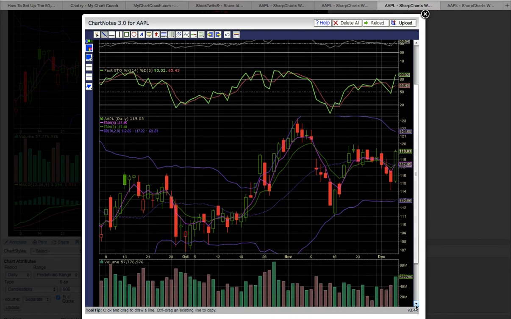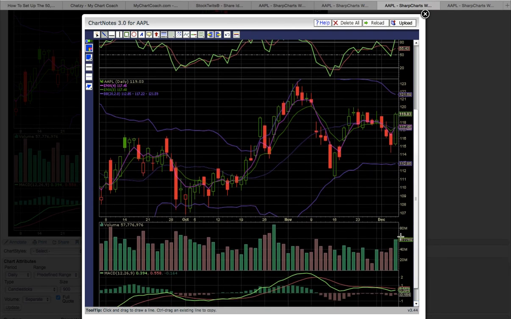And then look down here at volume. There was this nice volume spike on Friday. So not only was there this bullish move, but there was also a nice volume spike. So there's volume behind the move.